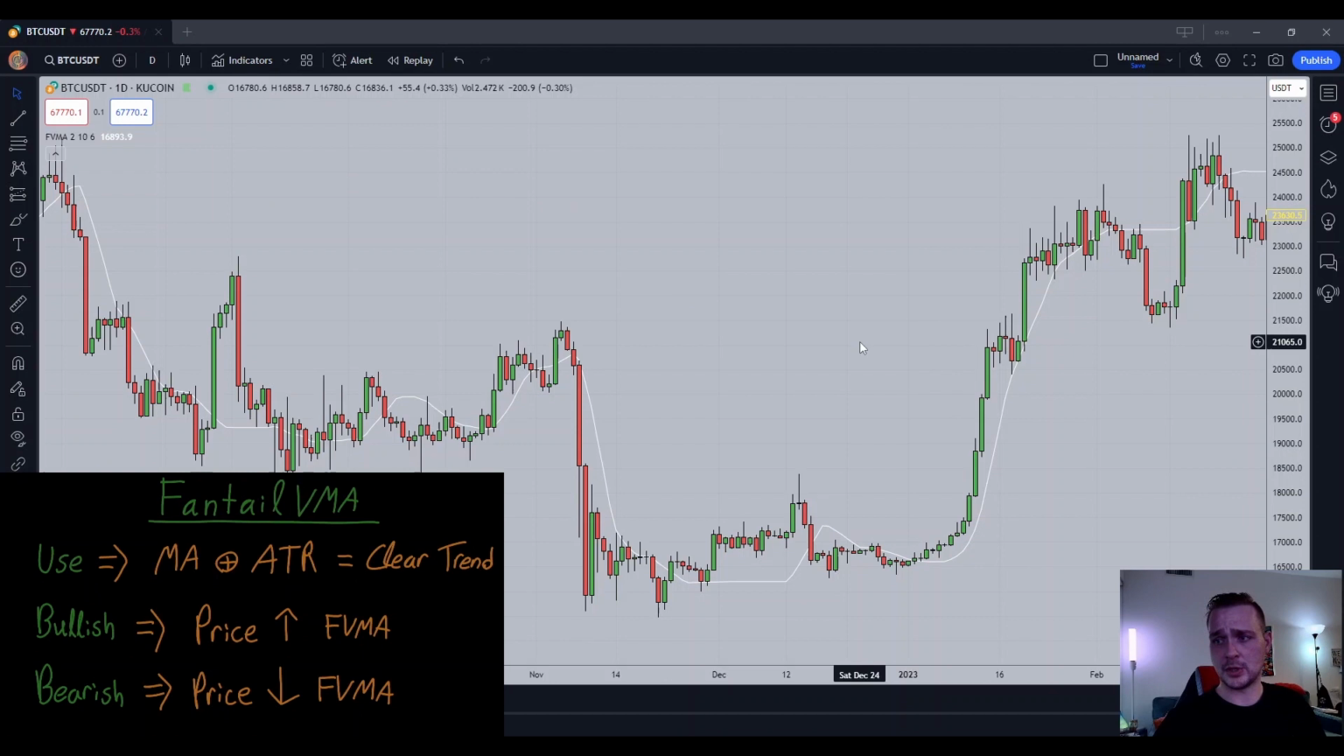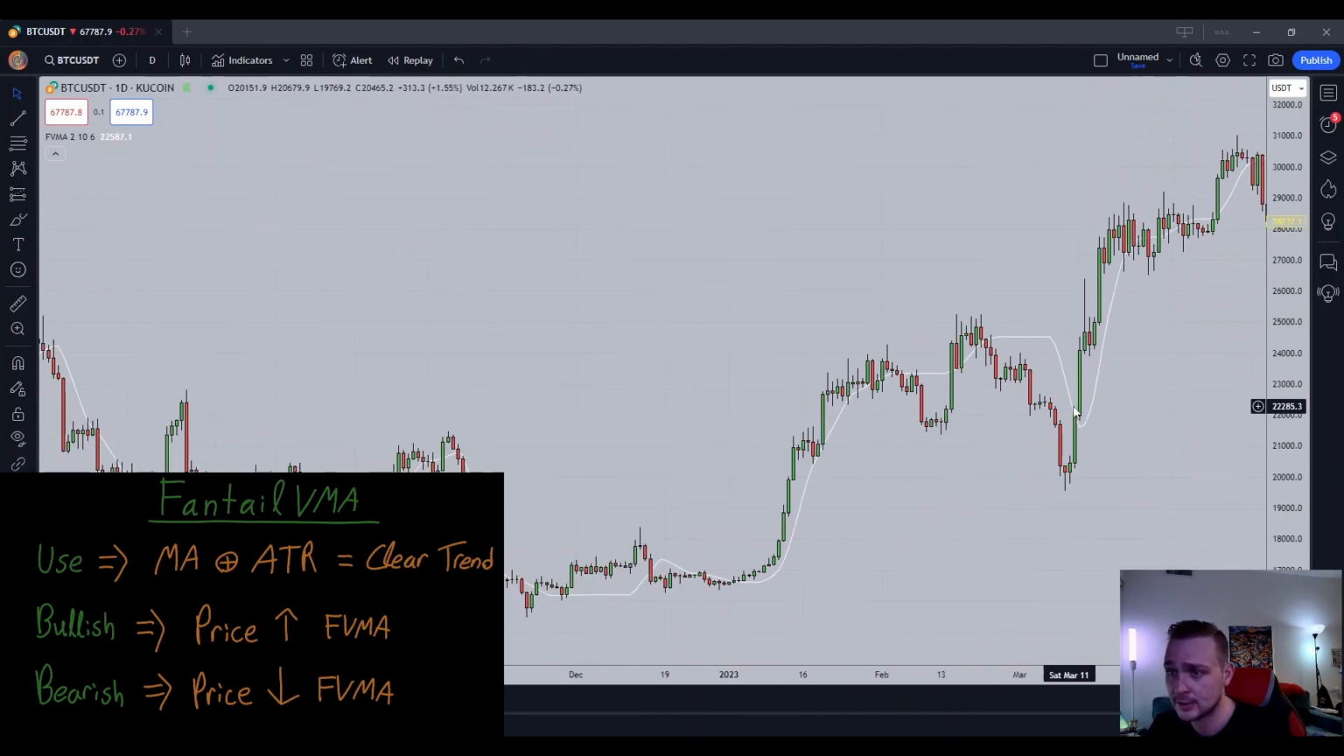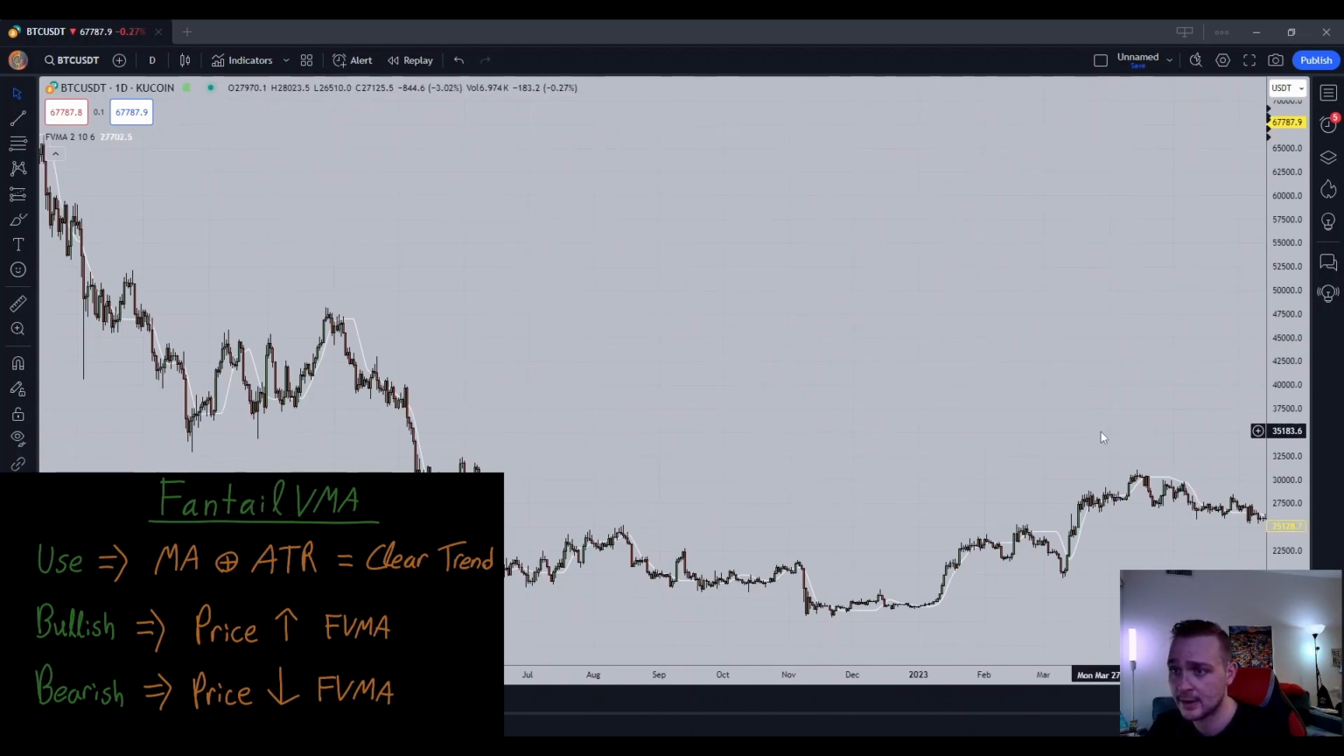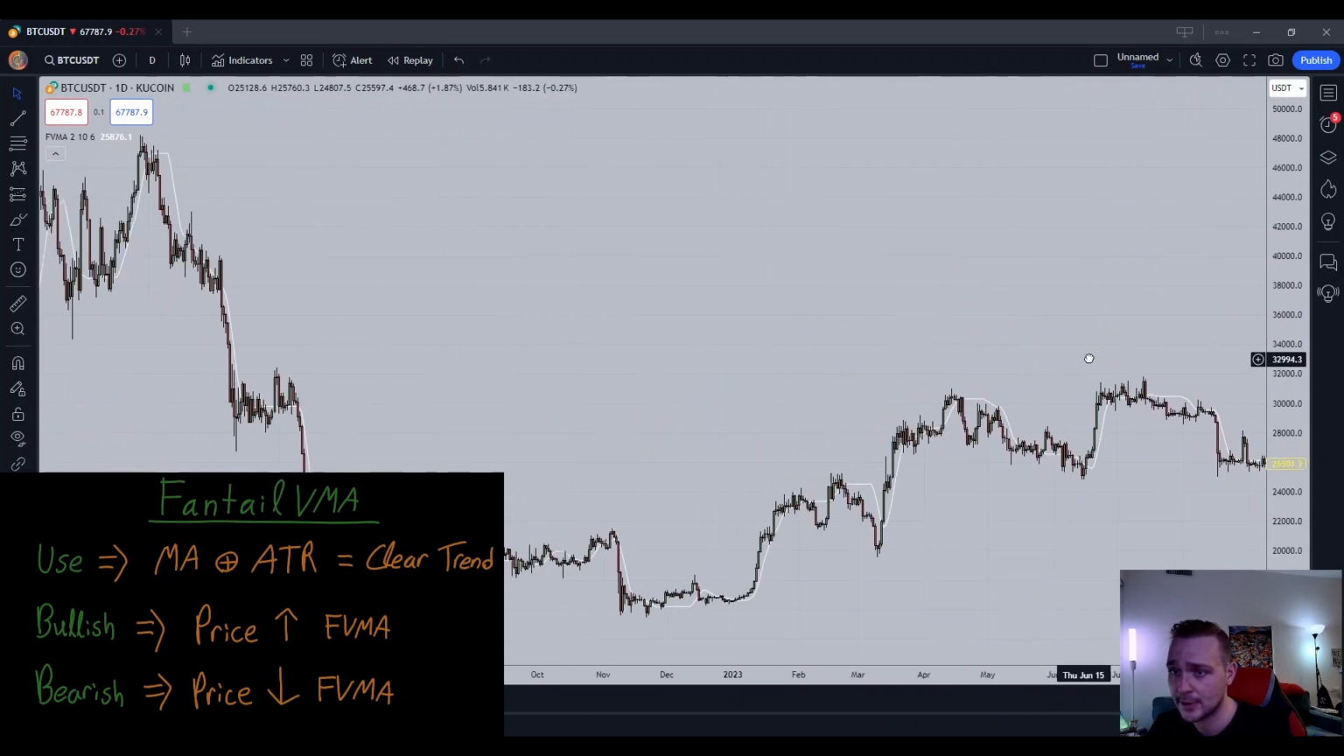It's a bullish indicator when the price action is above the FVMA line, the white line right here. This is back in 2023, beginning of the year, when the market flipped from bearish to bullish. And as you can see right here, the FVMA line stays right under the price action, and it generally keeps that trend as we continue the bull market.